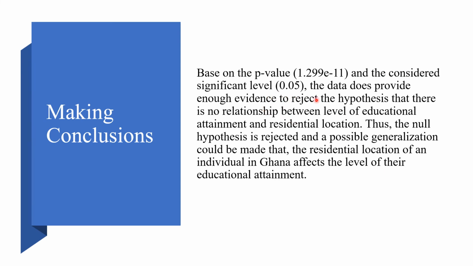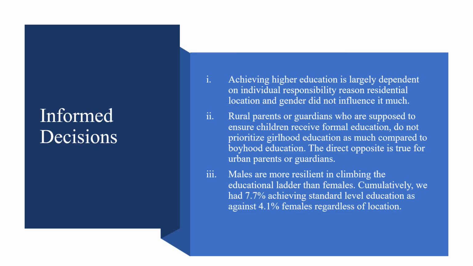Based on this p-value, considering a significance level of 0.05, the data provides enough evidence to reject the null hypothesis that there is no relationship between the level of educational attainment and residential location. The null hypothesis is rejected, and a possible generalization could be made that the residential location of an individual in Ghana affects the level of their educational attainment. Against that background, we can make the following informed decisions.